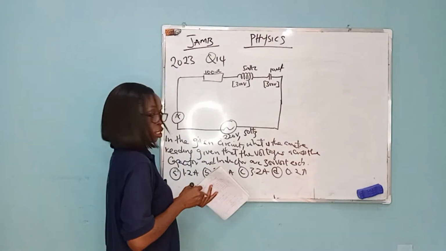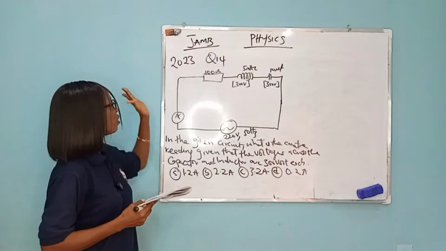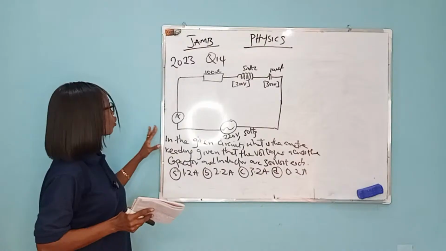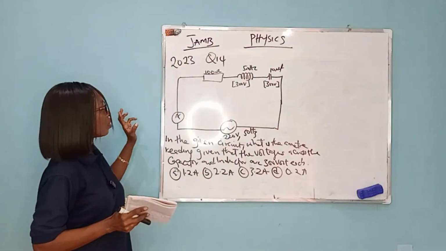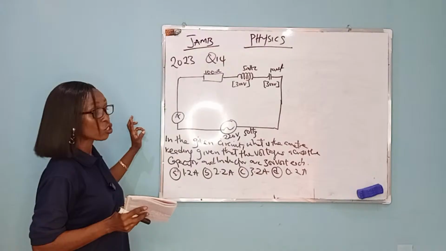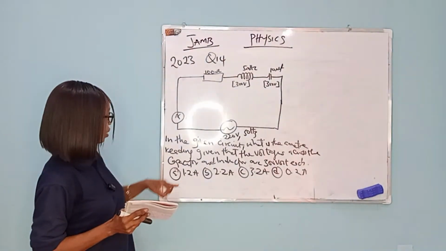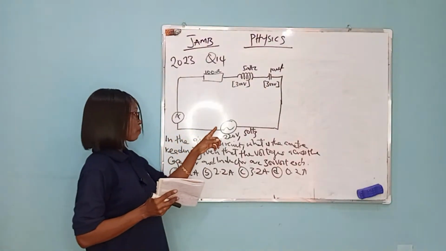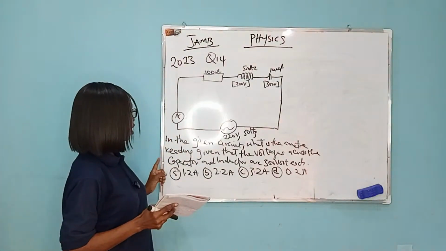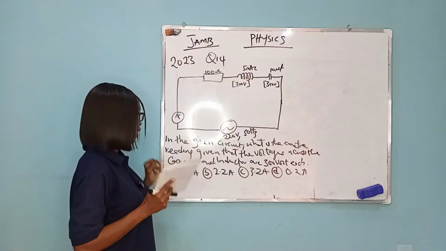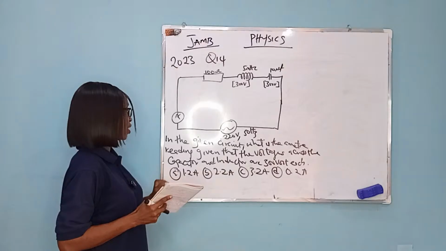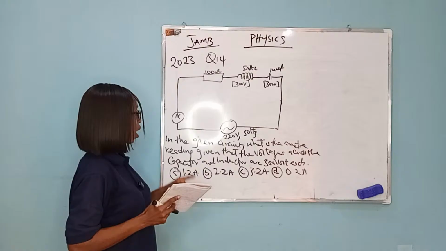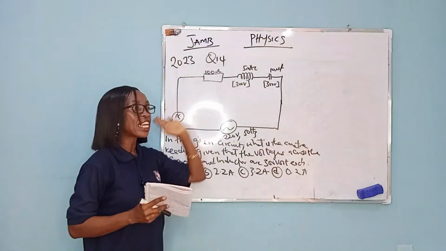Now, this question is from 2023, question number 14. There's a diagram on the board showing the resistor, the inductor, and the capacitor. They are all connected in series to an ammeter. Now, in the given circuit, what is the ammeter reading, given that the voltage across the capacitor and the inductor are 300 volts each.